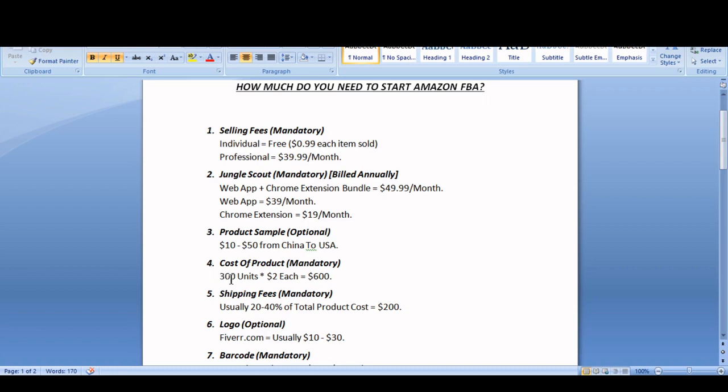if you order 300 units, then it will cost you $600. But you have to keep in mind that there are shipping fees also, guys. Usually, if the total cost of your order is $600, then it will be around $200 to ship your whole order to the Amazon fulfillment center.